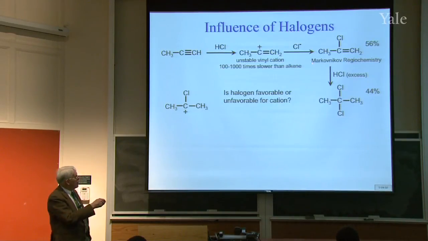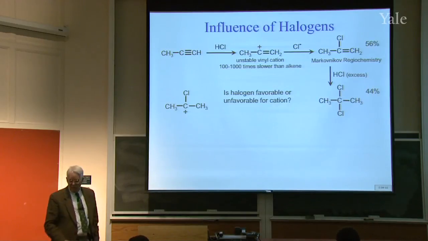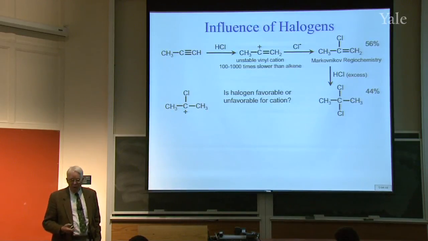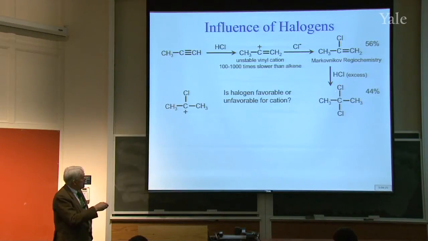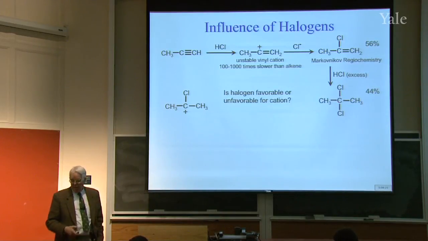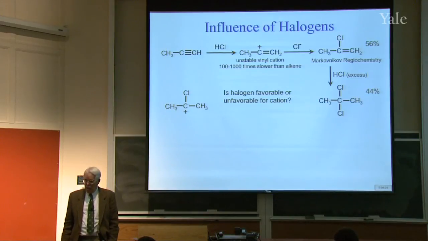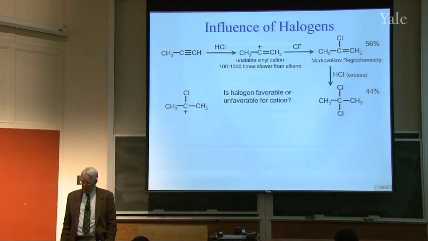You said the product, being a double bond, should react 100 to 1,000 times faster than this. Did it react 100 to 1,000 times faster? No, it didn't react any faster at all, right? Or roughly the same, right? So for some reason, this was slowed down by several powers of 10, right? What could have slowed it down?